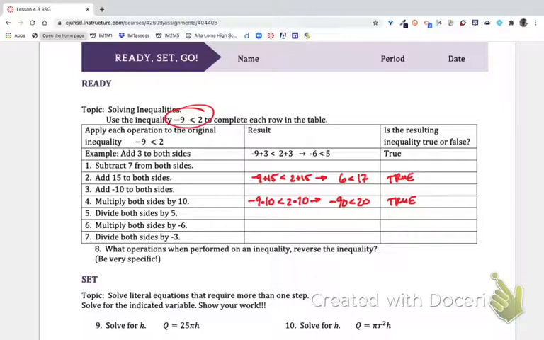Number 7, divide both sides by -3. -9 divided by -3 is less than 2 divided by -3. So when I divide this out, I would get -9 divided by -3 is +3, and 2 divided by -3 is, we'll just say -2/3, or you could say -0.666 repeating. And 3 is not less than that. That is false. So that's the big thing that we're working through here, and it's going to take some time, but that is the overarching theme of numbers 1 through 7.